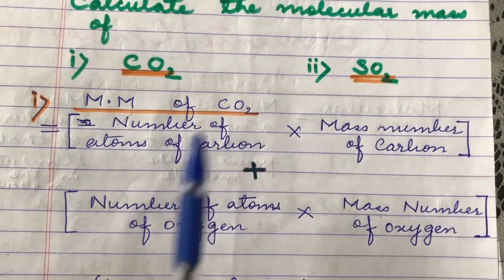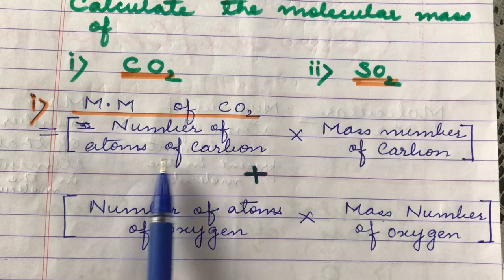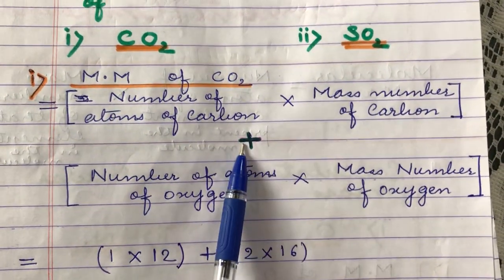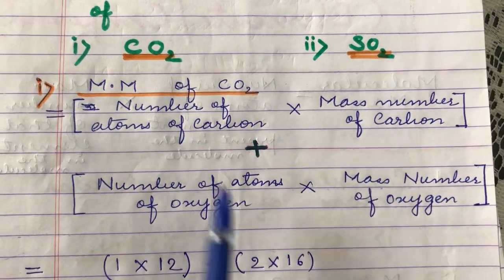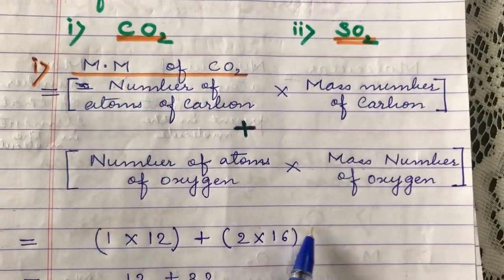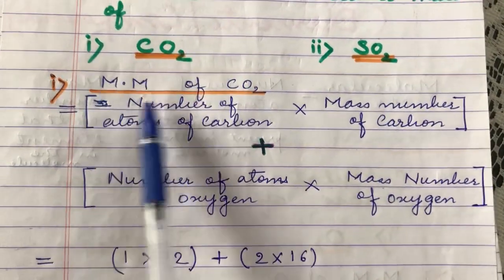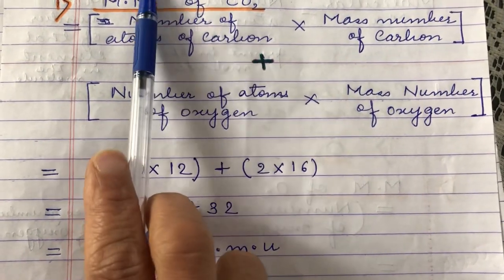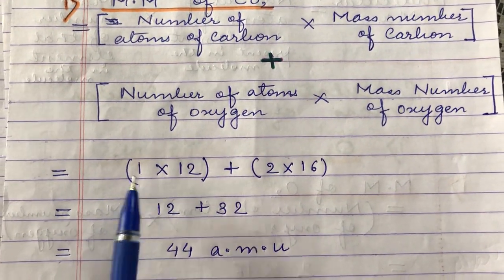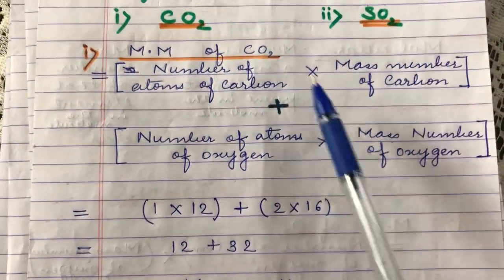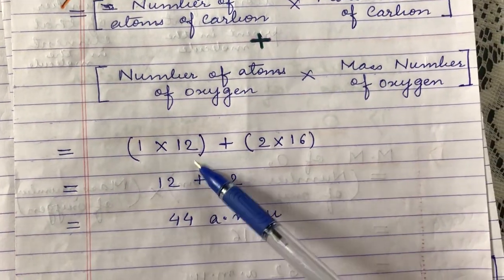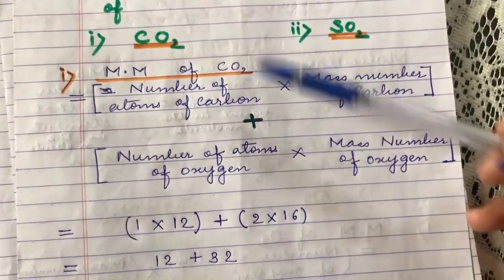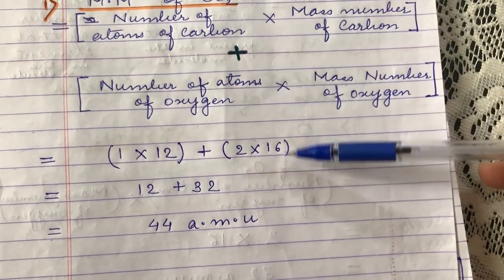For such a calculation, we simply need to multiply the number of atoms of carbon by the mass number of carbon. That's the first element. Plus the number of atoms of oxygen multiplied by the mass number of oxygen. That means we have to take into account both the atoms involved in the molecule. So to do the calculation, the number of atoms of carbon is only 1. So we take 1 and multiply it with the mass of carbon. Carbon has a mass of 12. So 1 multiplied by 12, plus the number of atoms of oxygen here, which are 2. So 2 multiplied by the mass number of oxygen, which is 16.